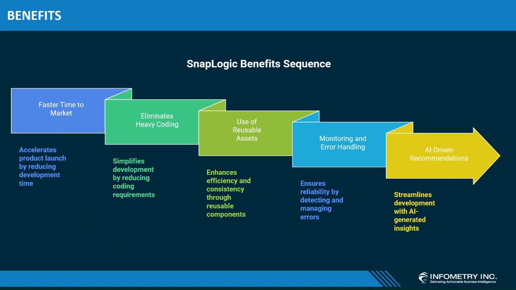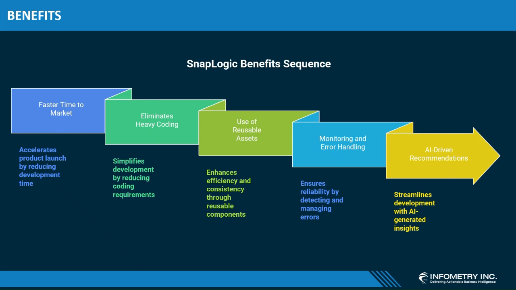Another big advantage is the use of reusable assets. SnapLogic allows us to create reusable pipelines, patterns, and shared components. This enhances efficiency and ensures consistency across different integrations. So basically, we build once and reuse many times.